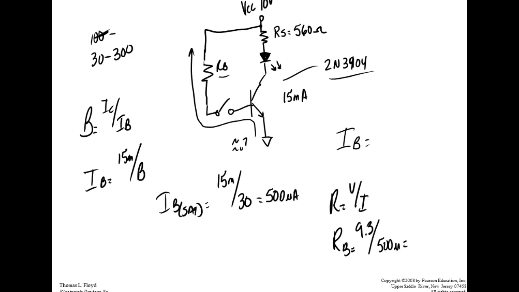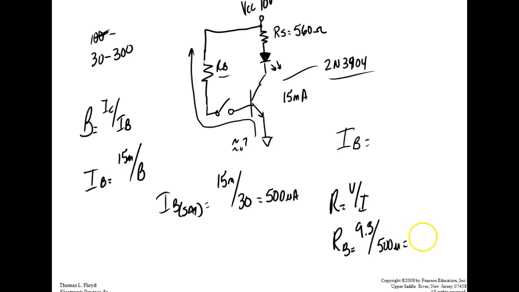And we're going to round this guy down. Why are we going to round it down? Well, if we round it up, we're moving away from guaranteed saturation, even though odds are it'll work, because odds are we're never going to be in a temperature where we're going to use a beta of 30. So there's probably a 95% chance that it's going to be greater than 30. So if you round up, that's okay. But normally what we do is we round this guy down.